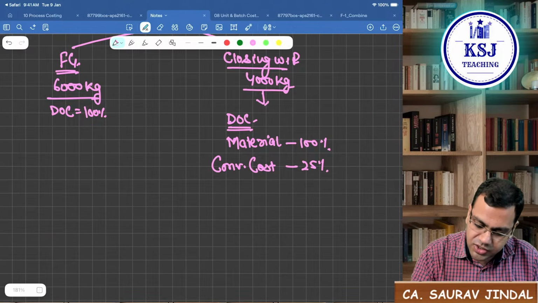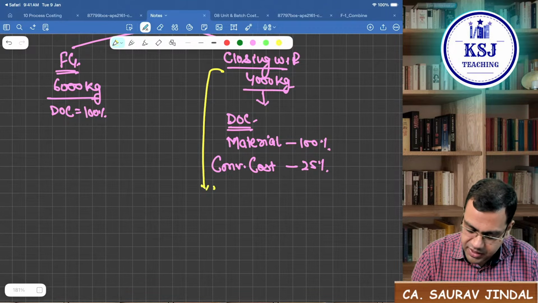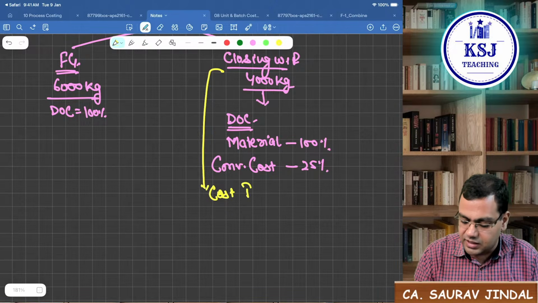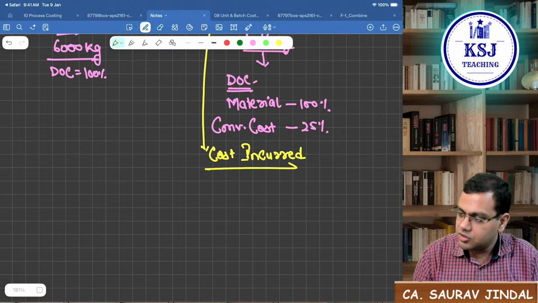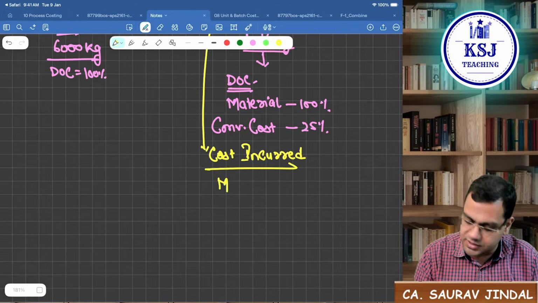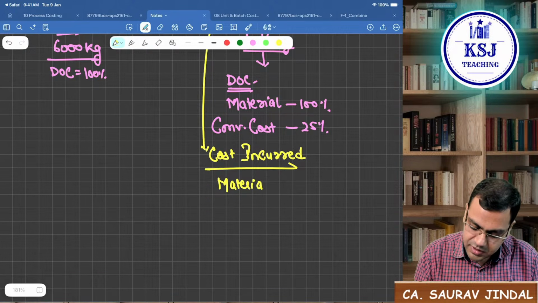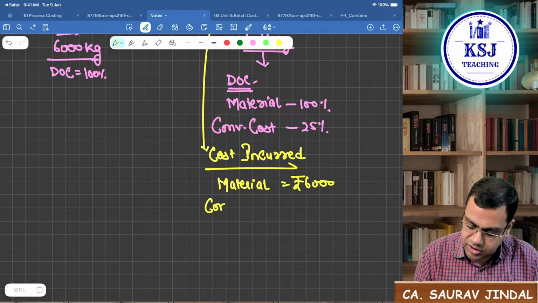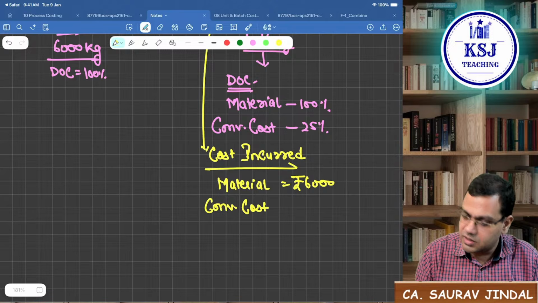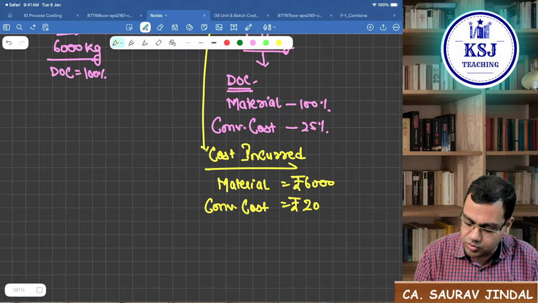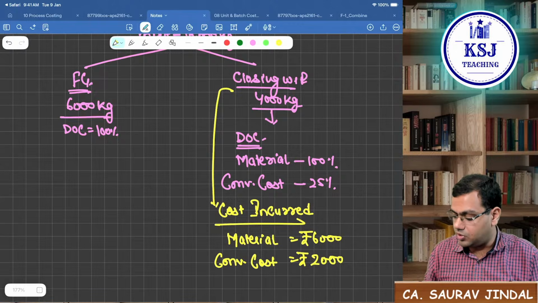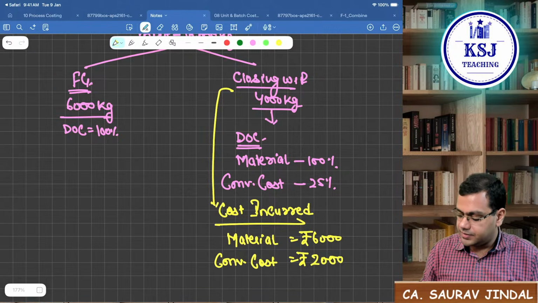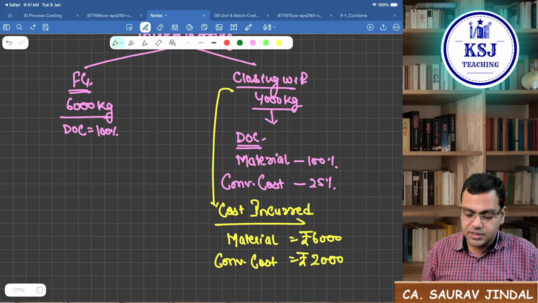Now, what is the cost incurred in this period? Cost incurred for material is 6,000, and the conversion cost is rupees 2,000. This is the cost incurred on these 4,000 units, that is, the closing WIP. This is the cost on WIP.